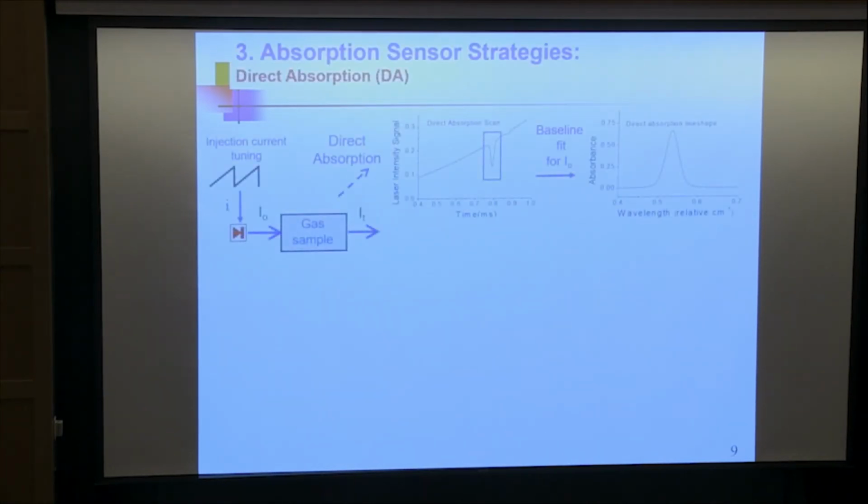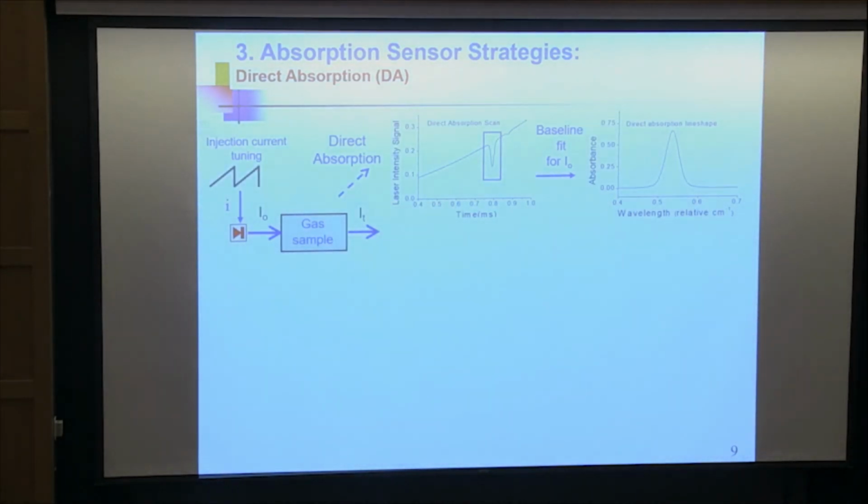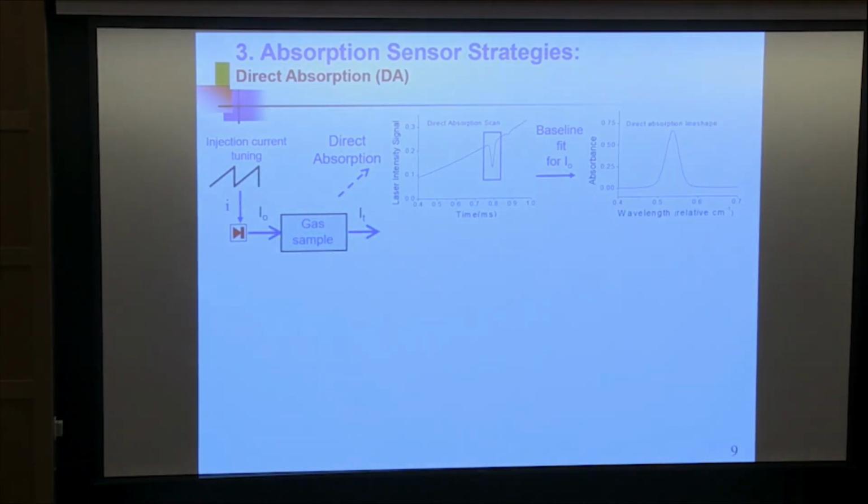There's two main strategies. The one we call scanned direct absorption. So you scan the laser. The laser is usually scanned with a waveform of current. The current through the junction causes the intensity and the wavelength to shift. So when you scan, you might do this over a time of, say, 1 millisecond. So if you scan over a millisecond, you'll see the absorption line.